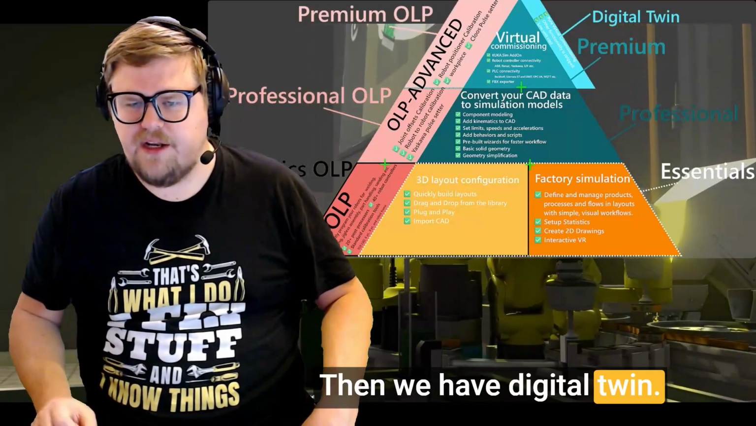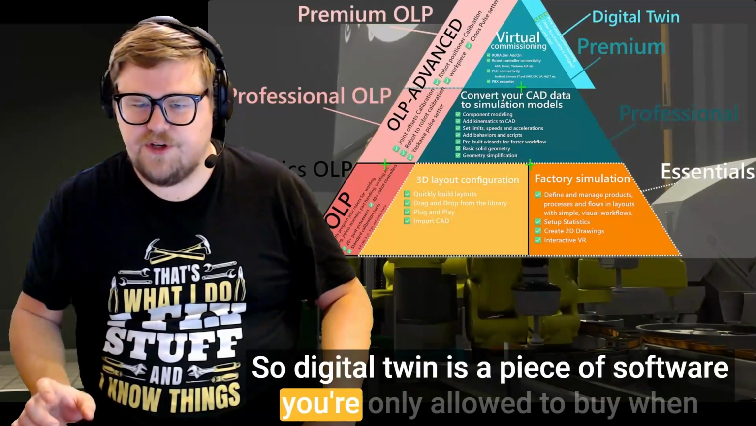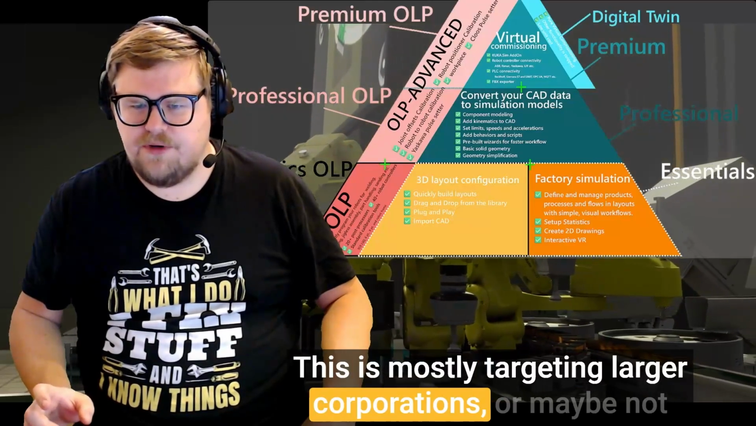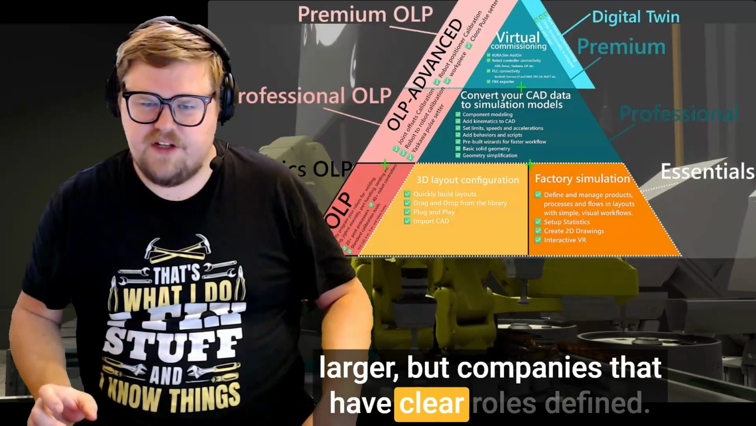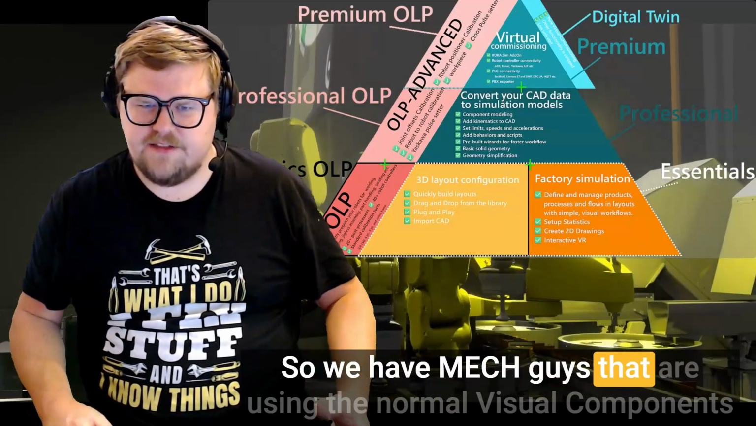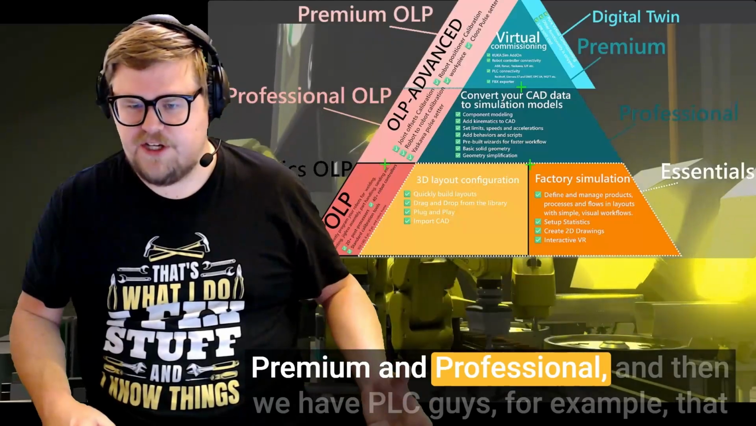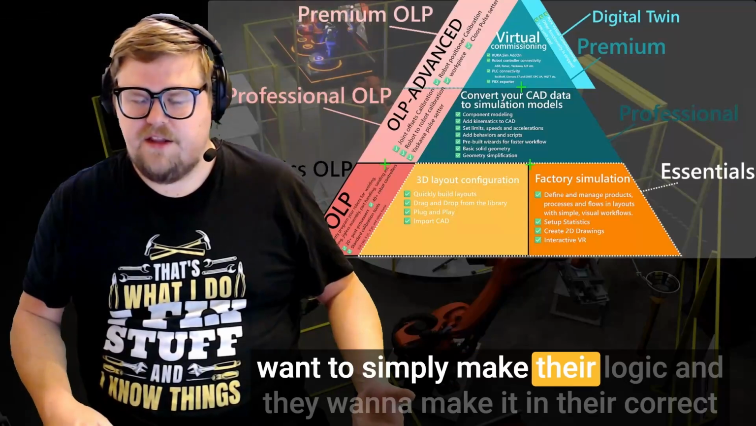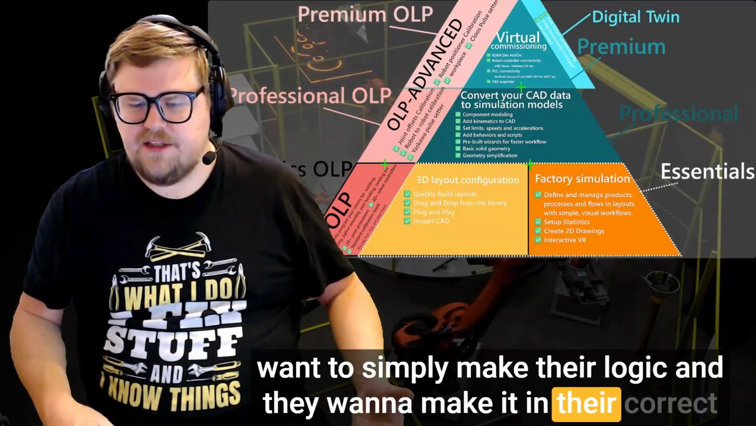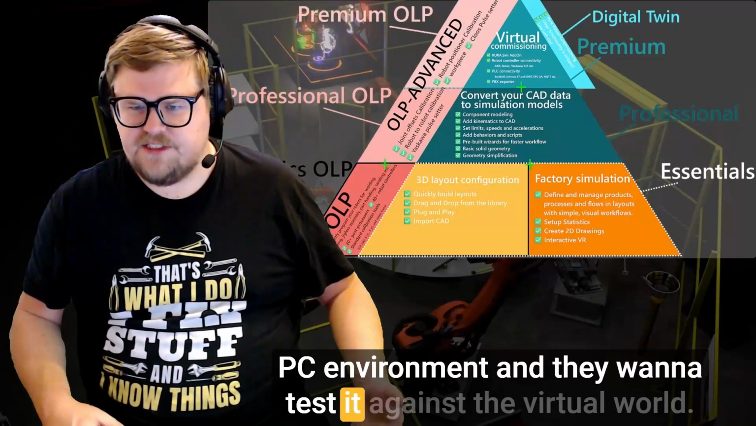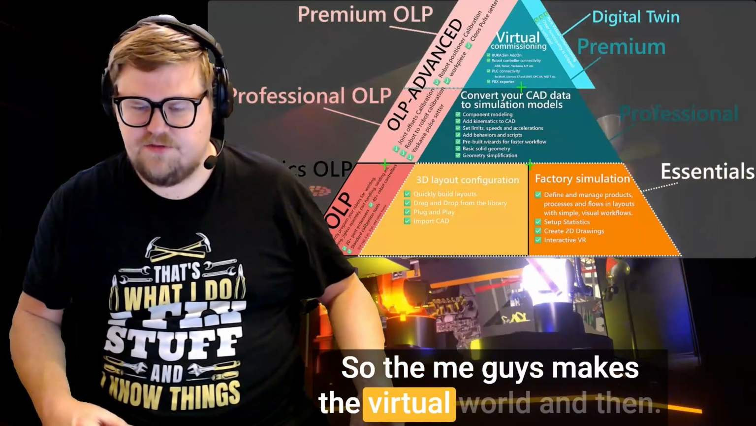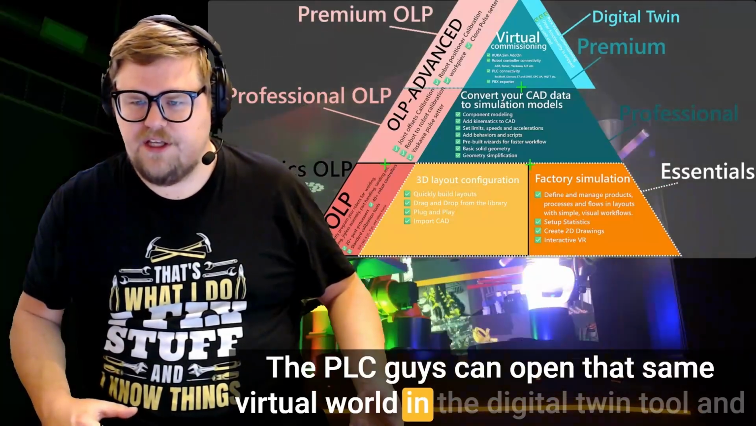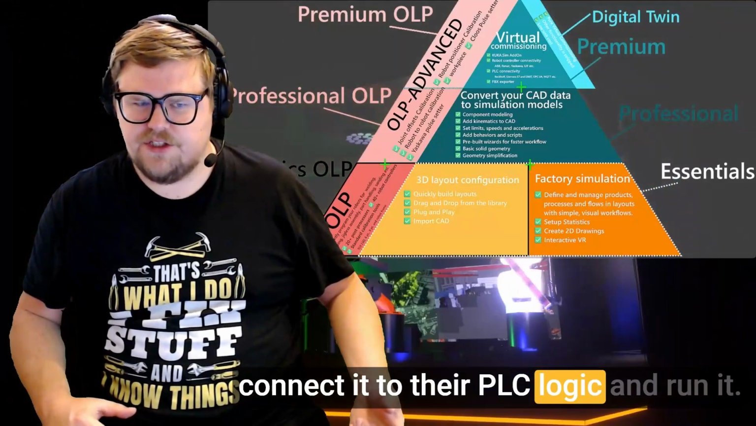Then we have Digital Twin. The Digital Twin is a piece of software you're only allowed to buy when you have a premium license. This is mostly targeting larger corporations, or maybe not larger, but companies that have clear roles defined. So we have mech guys that are using the normal Visual Components Premium and Professional, and then we have PLC guys, for example, that want to simply make their logic, and they want to make it in their correct PLC environment, and they want to test it against a virtual world. So the mech guys make the virtual world, and then the PLC guys can open that same virtual world in the Digital Twin tool and connect it to their PLC logic and run it.